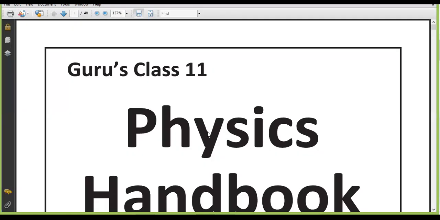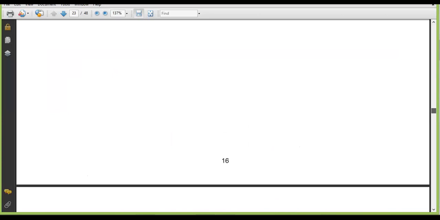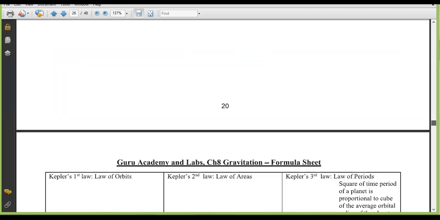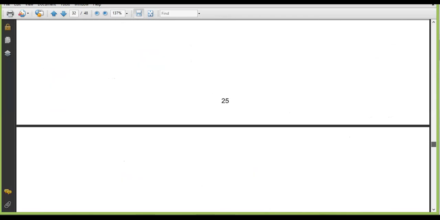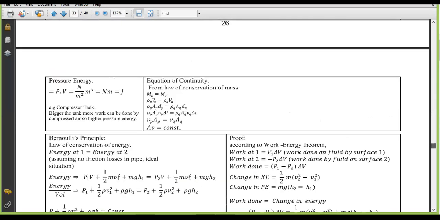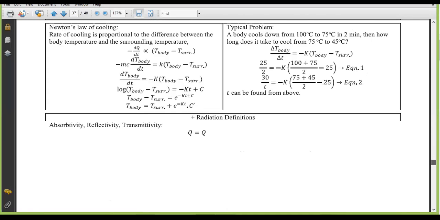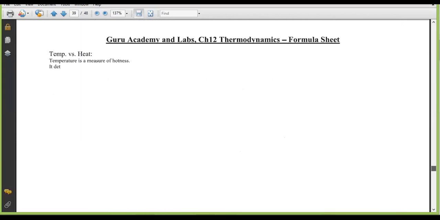So as I told you in the last class, I will do a few of the derivations here, not all of them given here in the handbook are required for your school exams. Whatever is given in the textbook, that is required.